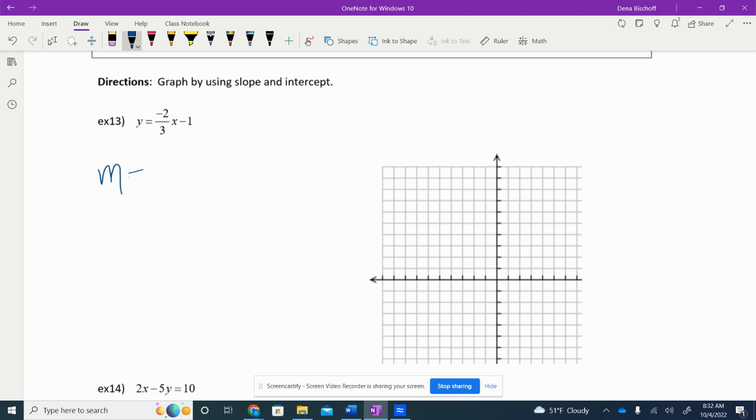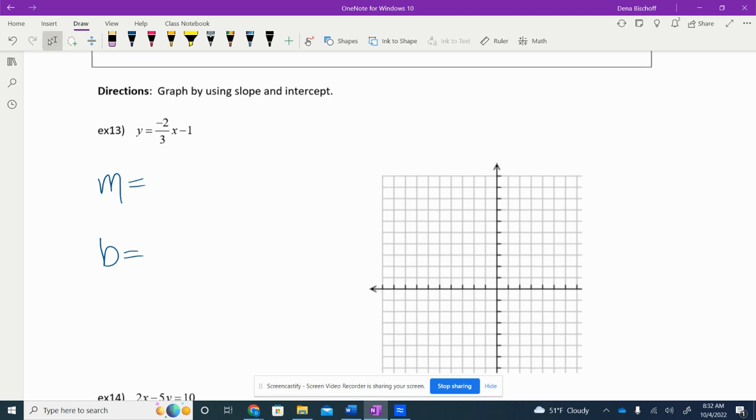Let's identify our slope and our y-intercept first from that equation. Is this already written in slope-intercept form? Yes. So what is my slope? My slope is -2/3. And what is my y-intercept? Okay, -1. So this is where I'm going to begin. I'm going to begin at -1 on the y-axis.